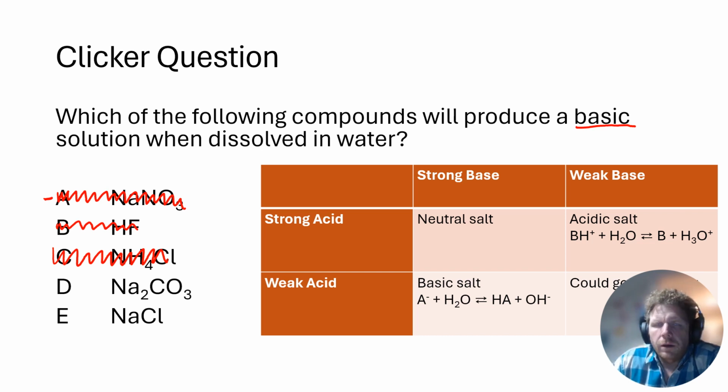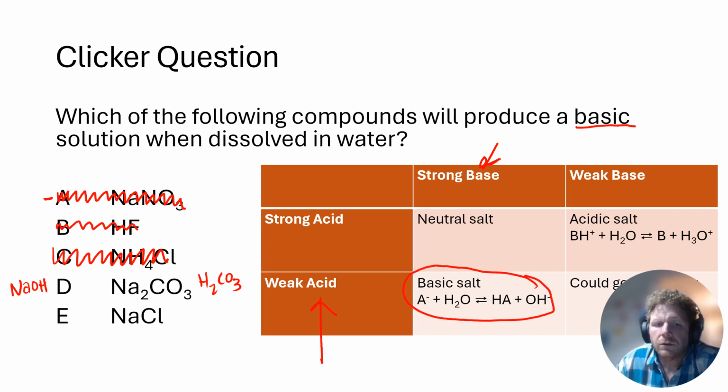Na2CO3. Okay, CO3, Na2. That's more than likely from a strong base like NaOH and H2CO3. H2CO3, carbonic acid, is not a strong acid. That's a weak acid. So a weak acid, I'm sorry, right here, and a strong base coming together, that's going to give us a basic salt. That's going to give us our basic solution.